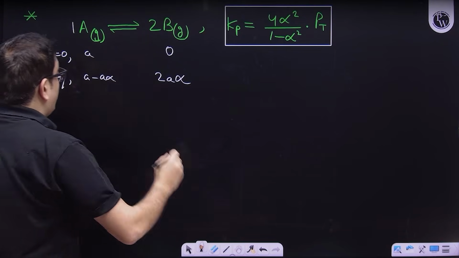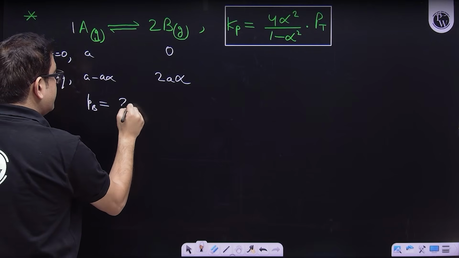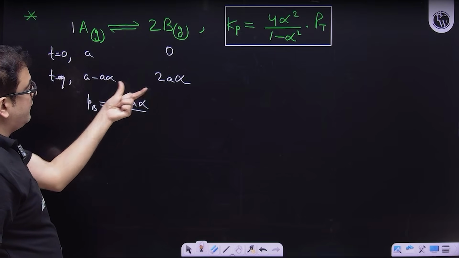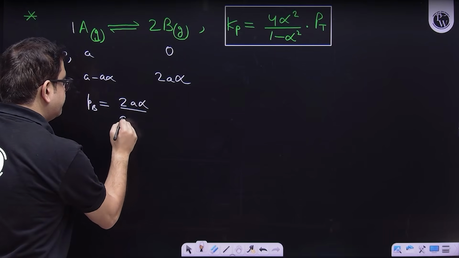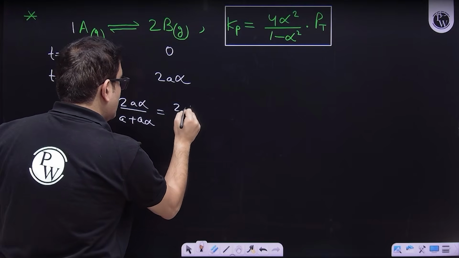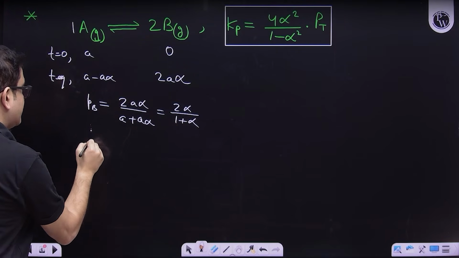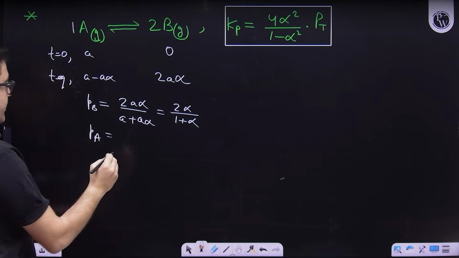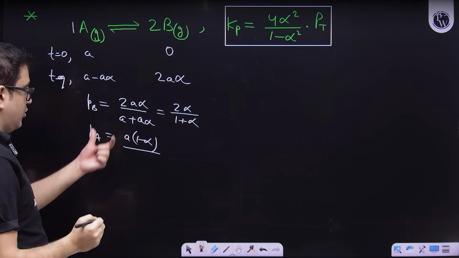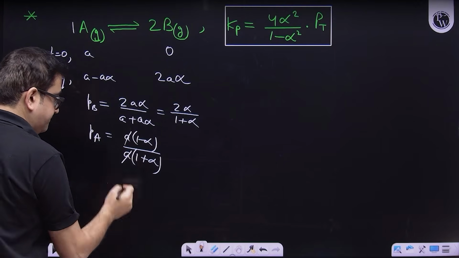What is the partial pressure of B? Moles of B, which is 2A alpha, upon total moles. This plus this: A minus A alpha plus 2A alpha, so A plus A alpha. Simplify, A gone. So 2 alpha upon 1 plus alpha. What is the partial pressure of A? Moles of A, A comes out common, so 1 minus alpha. Total moles, A comes out common, 1 plus alpha. A gone.